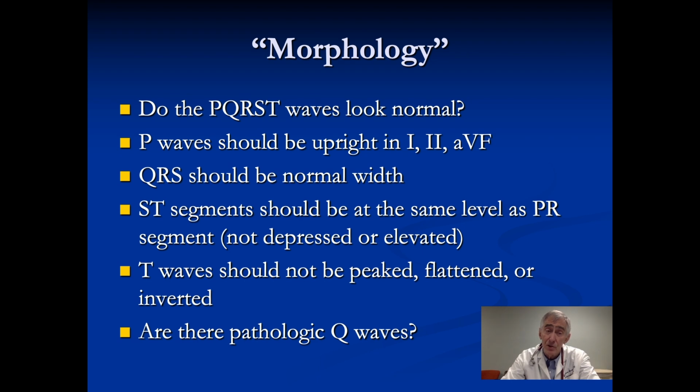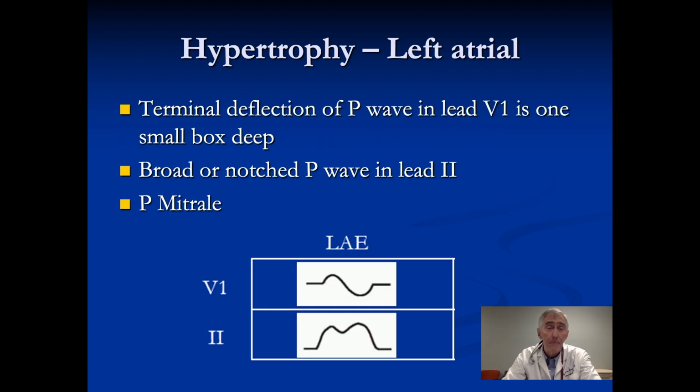The QRS should be normal width. We've seen left bundle, right bundle. The ST segment should be at the same level as the PR segment, not depressed or elevated. And the T wave should not be peaked or flattened or inverted. And then last but not least, you want to look for abnormal waves such as the Q wave or delta waves, and there are other abnormal waves on the EKG that are more advanced.